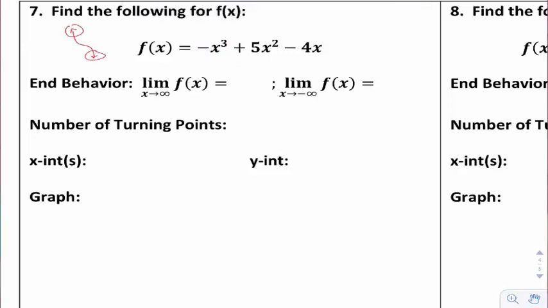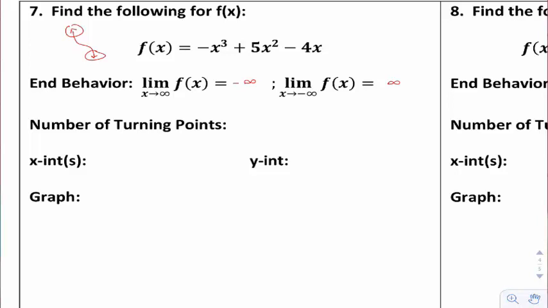Okay, so I am going to start with my limit as x approaches infinity. So as I go to the right, what is my y value doing? Well, it's going down. So that's negative infinity. And as x goes to the left, I'm going up, so that's positive infinity. So that's my end behavior.